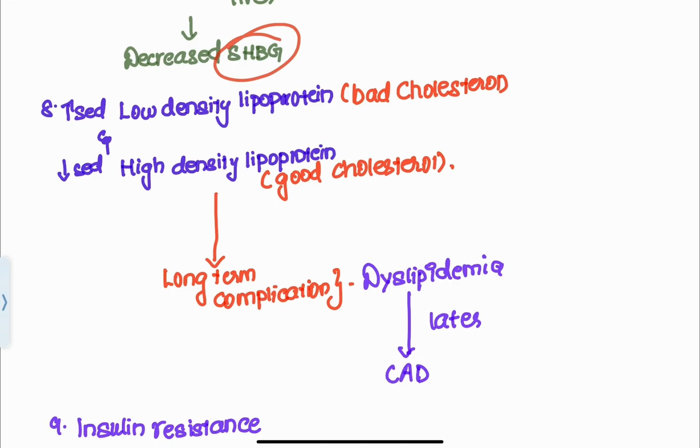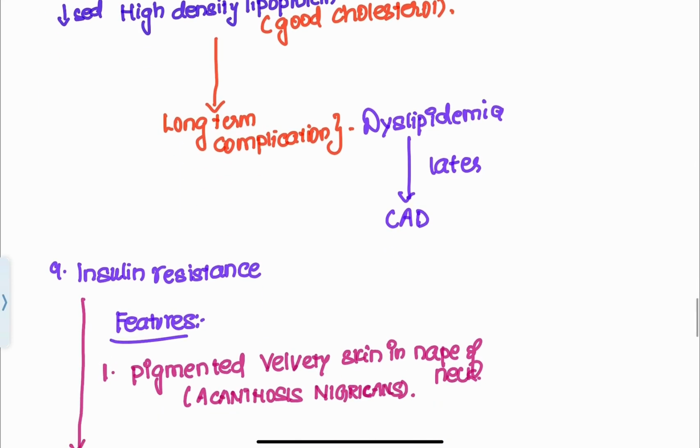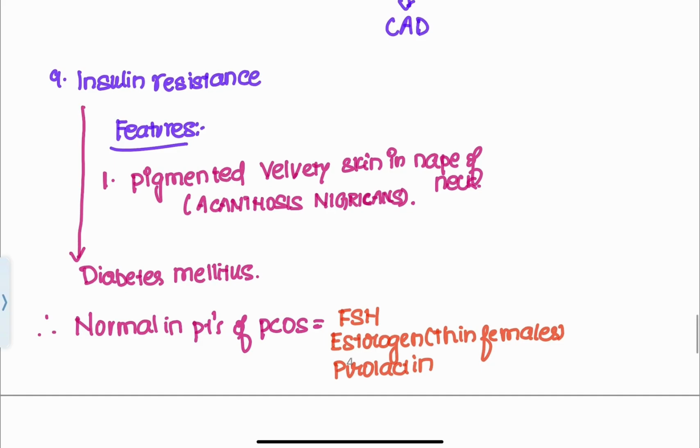So since the good cholesterol is decreased and the bad cholesterol is increased, as a long-term consequence there could be dyslipidemia, where there could be an excess amount of cholesterol present in this patient. Dyslipidemia is a risk factor for coronary artery disease. So later on, the patient can have coronary artery disease as a long-term consequence as well. Is that clear? Yes.